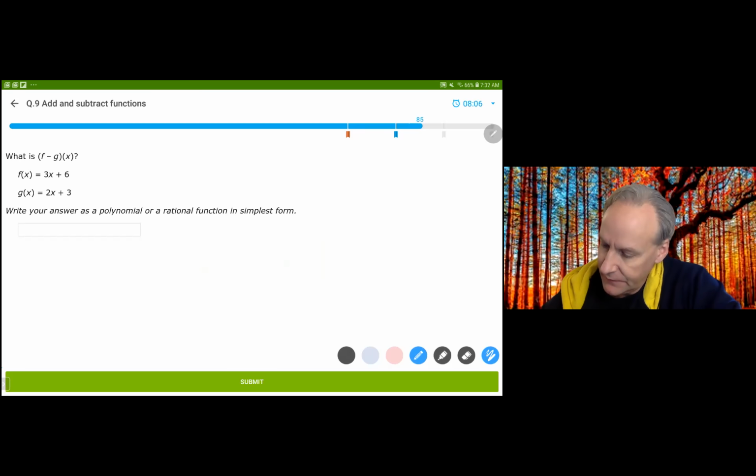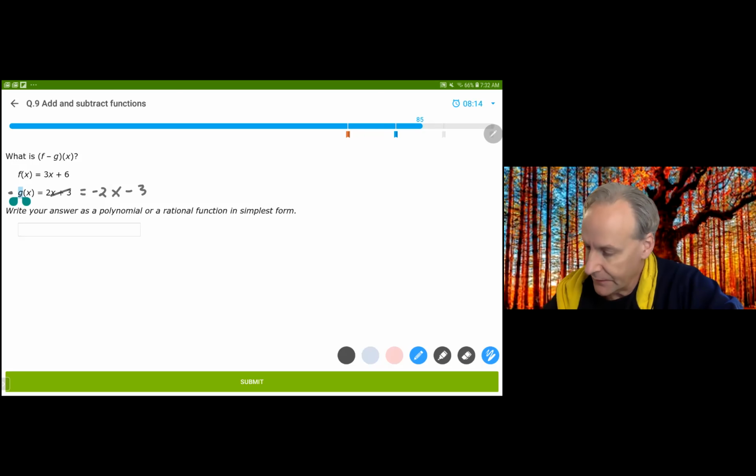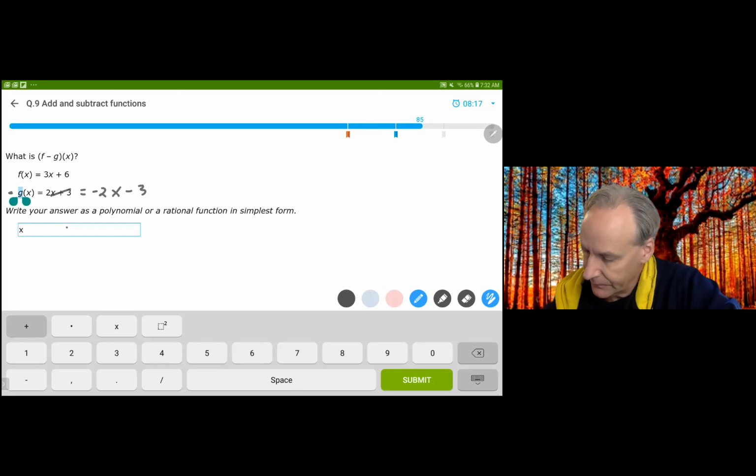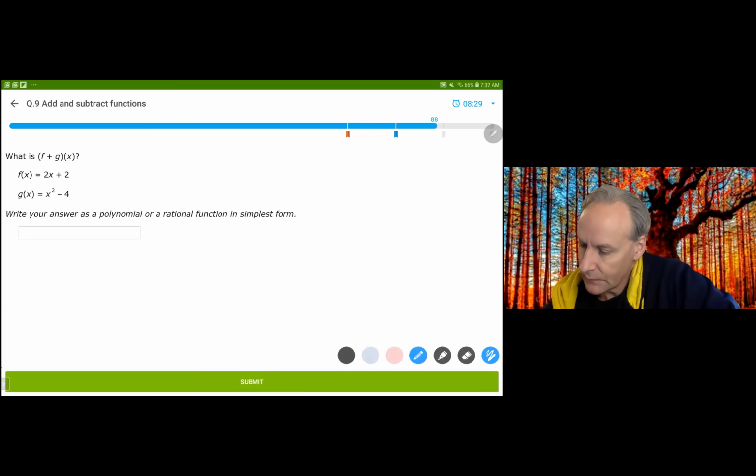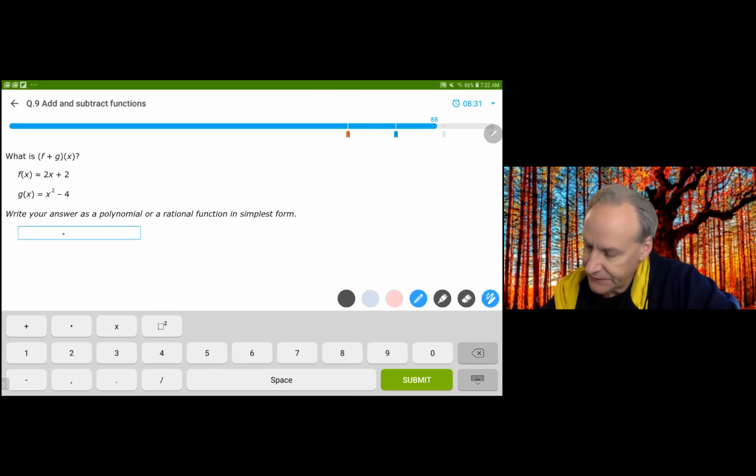Now we have to change the sign of the g of x to negative. So that's going to be negative 2x minus 3. And then we add the like terms together. So we end up with x plus 3. See what I did? I added the 3x with the negative 2x and the 6 with the minus 3. We're adding together again. That's just x squared plus 2x minus 2. The only one that I had a change in is that guy right there. I had a minus 2 right there that I had to combine like terms.